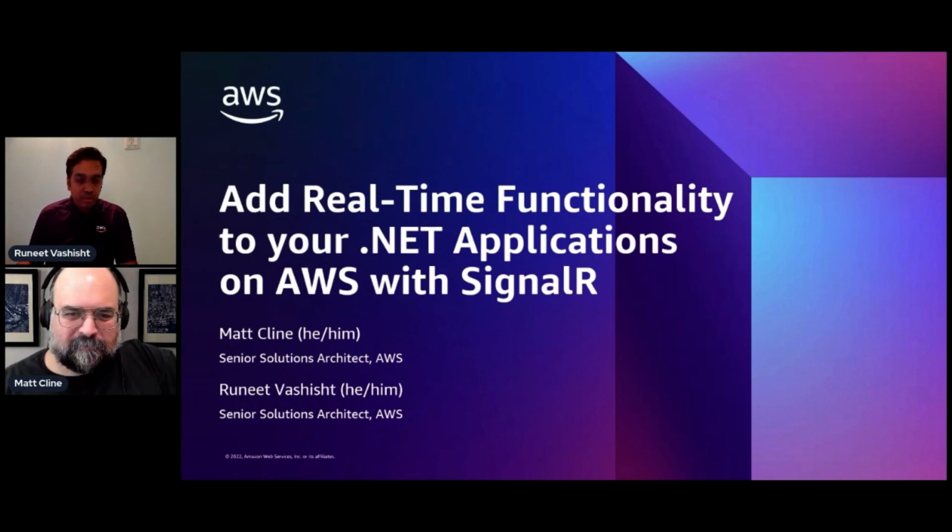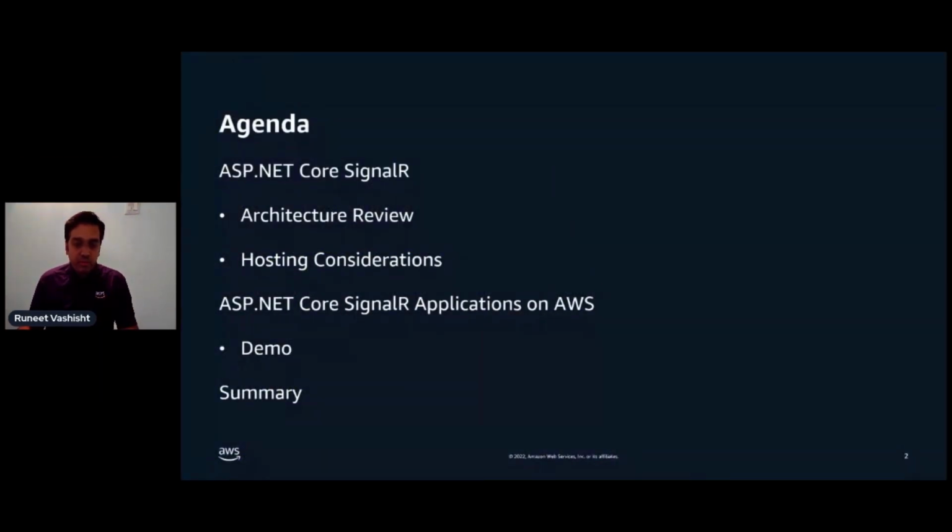Awesome. Thanks, Matt. With that, let's get started. For today's session, we will begin with an overview of ASP.NET Core SignalR architecture and its building blocks. We will talk about things to consider when you're thinking about hosting your ASP.NET Core SignalR application. Then Matt will talk about various options to host and run SignalR applications on AWS, including virtual machines and containers. Matt has a very cool demonstration showcasing the power of SignalR applications in building real-time web apps on AWS. So stay with us till the end. With that, let's get started.